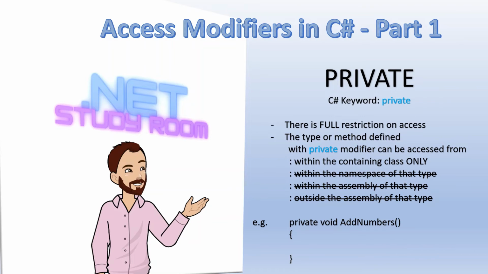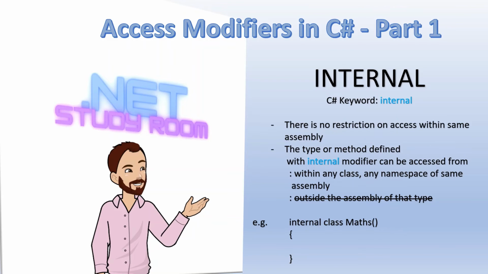The opposite of the public modifier is the private modifier. It allows the members to be accessed only from within the same class. If you try to access a private member from outside the class, the compiler will give you an error indication, and the code will not build. The third modifier is internal. This modifier allows accessing the members only within the same assembly.